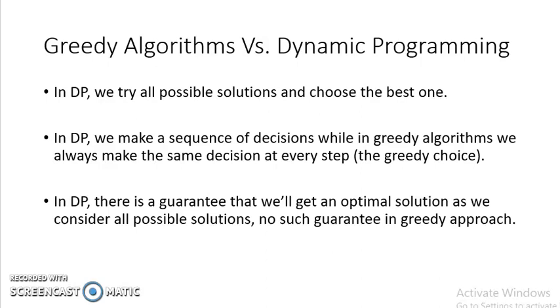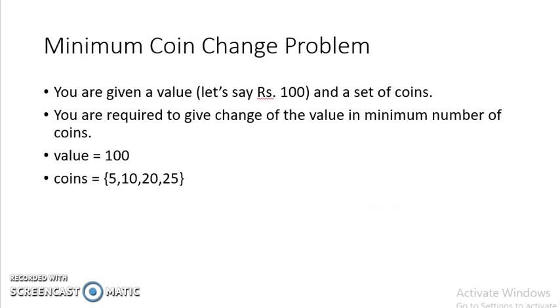You just make a greedy choice at every step. That is, you choose the local optimum at every step and hope that it would lead to the global optimum, which is not always the case. So let's see the first example of greedy algorithms. The problem is the minimum coin change problem.